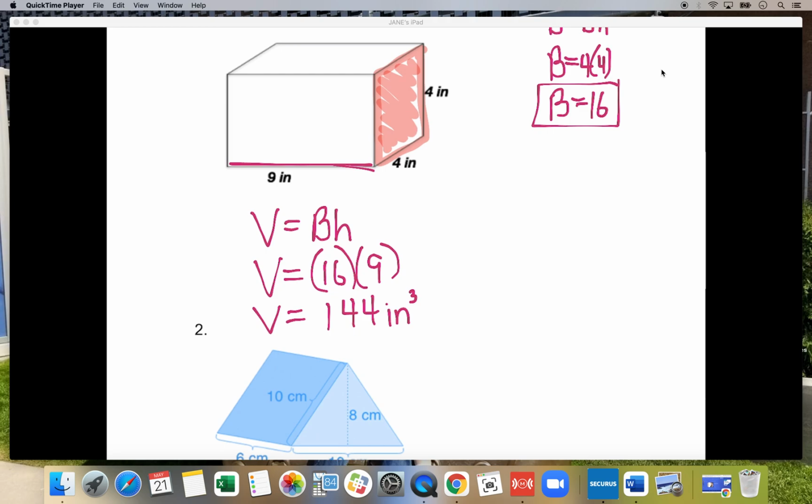And then I'm going to put a little 3 up above it. And what that means is the volume. So you'll notice with area or surface area, the 3 would be a 2. But because I'm finding volume, it's going to be inches cubed, and that would be my exponent.